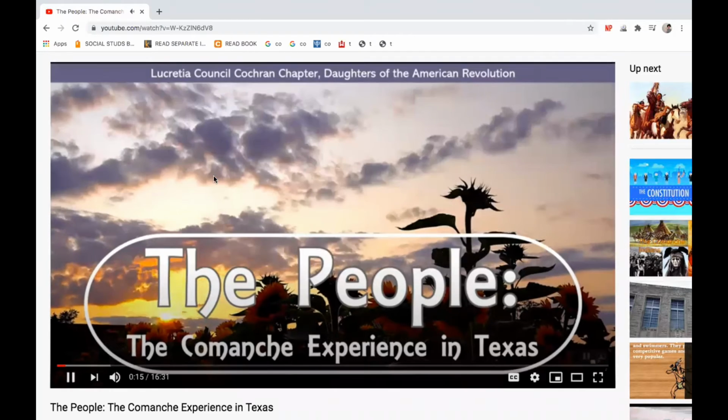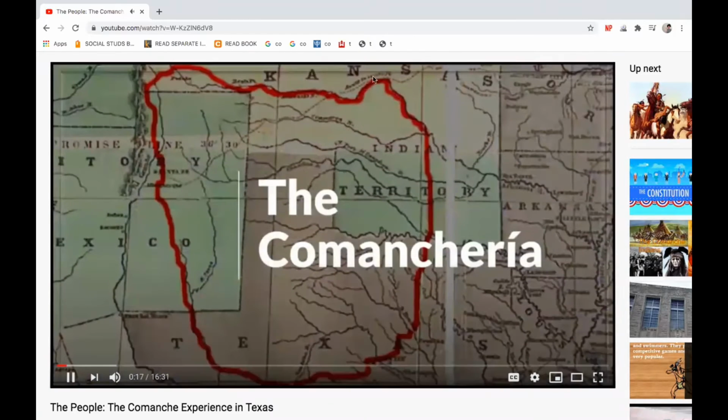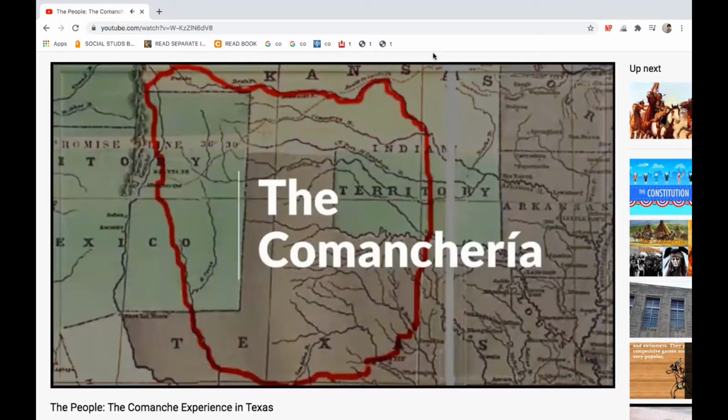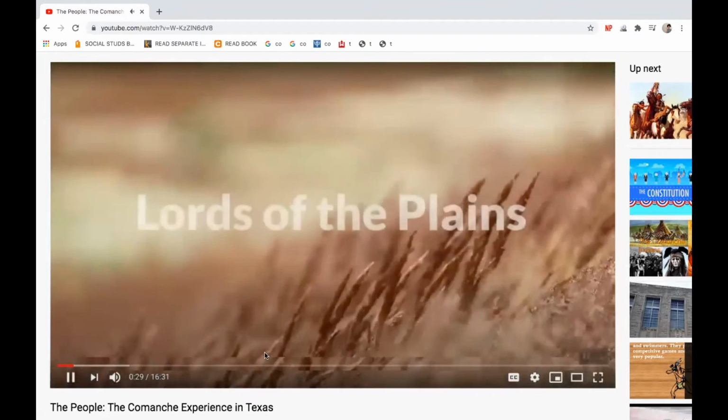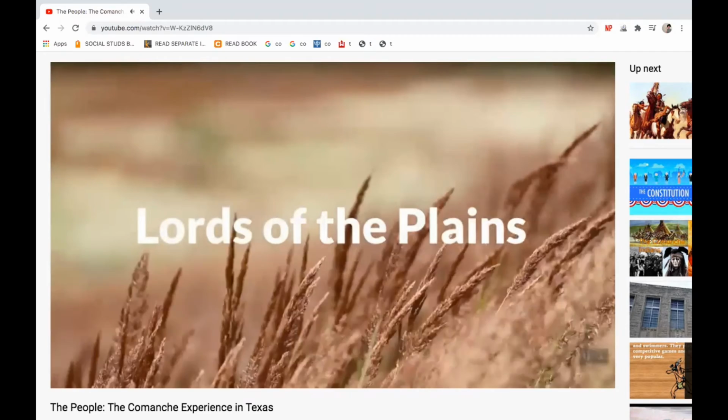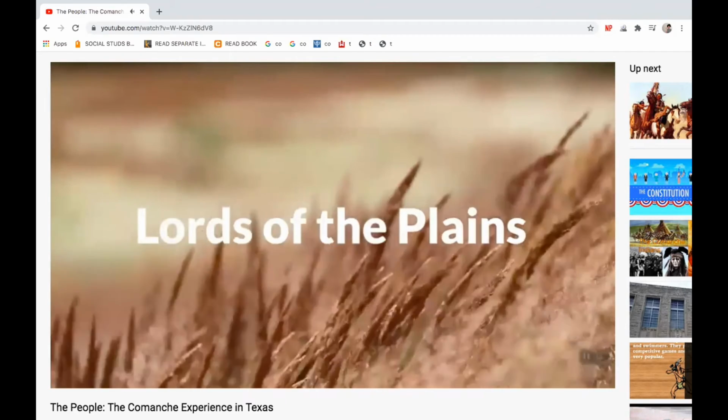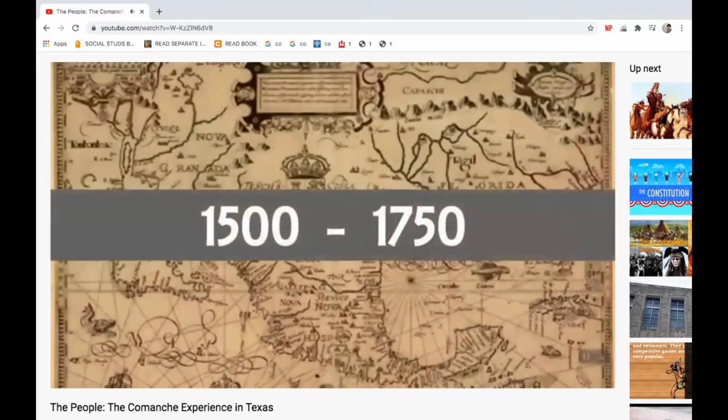The Comancheria is the region of New Mexico, West Texas, and nearby areas occupied by the Comanche before the 1860s. But the Comanche experience in Texas extends beyond these boundaries in time and in geography. Known as the Lords of the Plains, the history of the Comanche is at once fascinating and deeply moving. Late to the Texas game, the Comanches didn't arrive much before the Spanish.